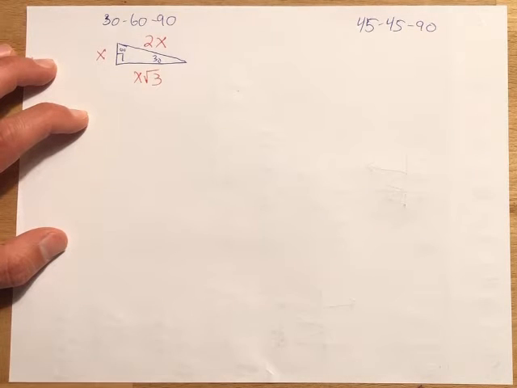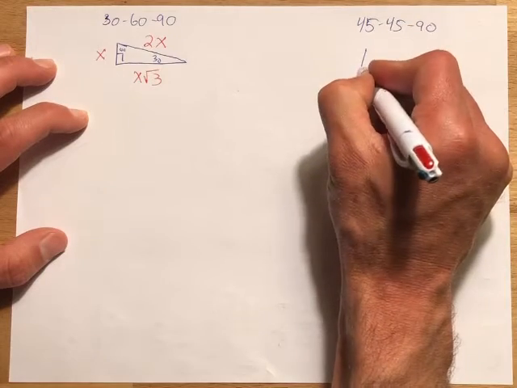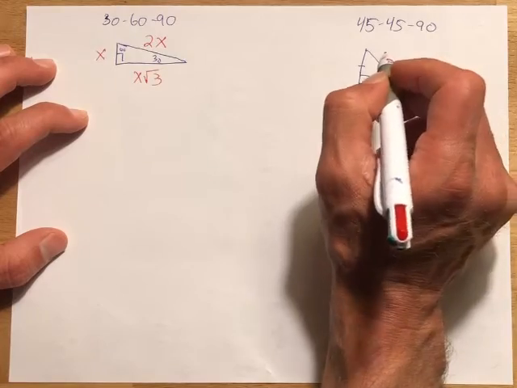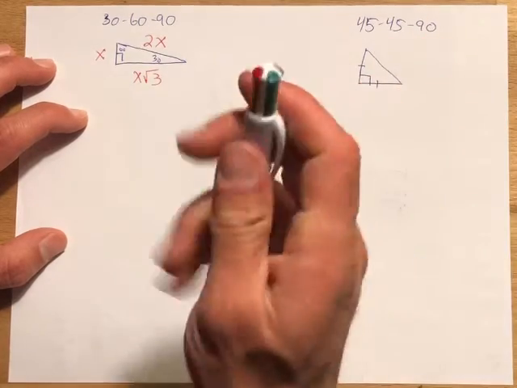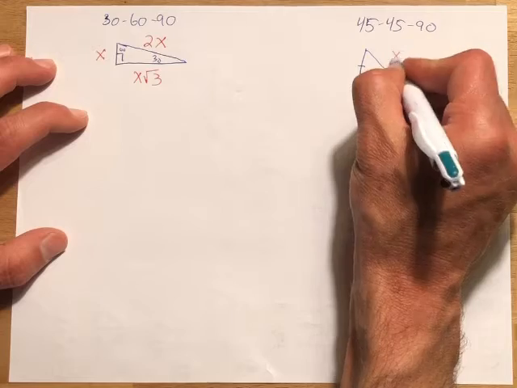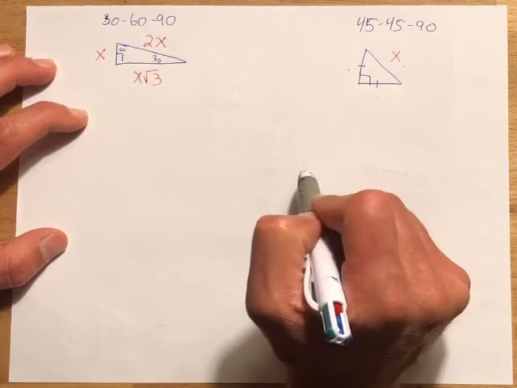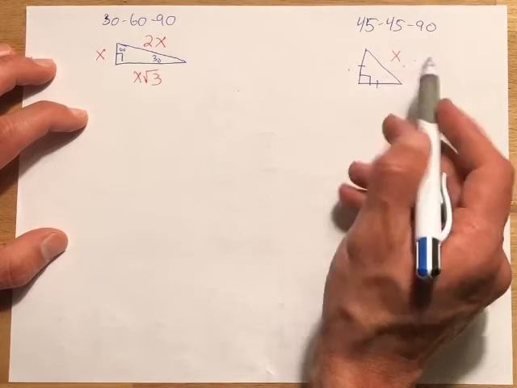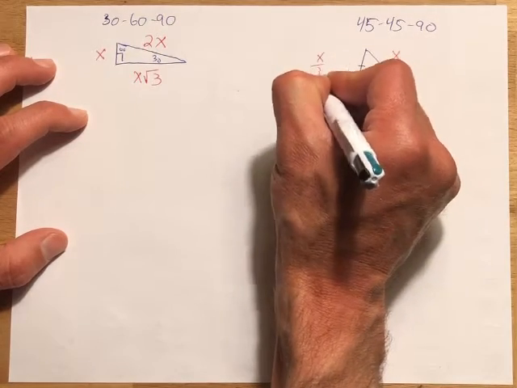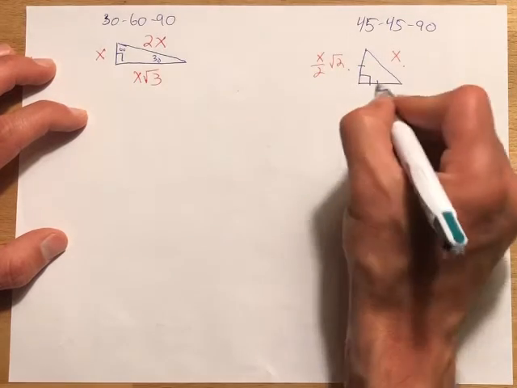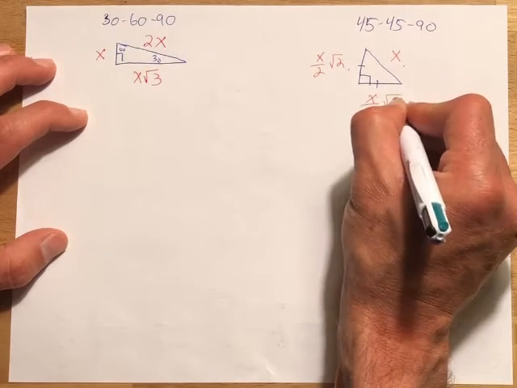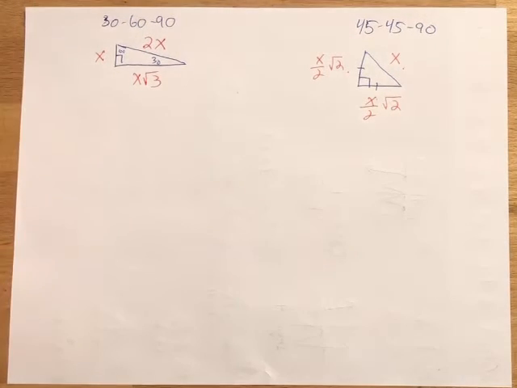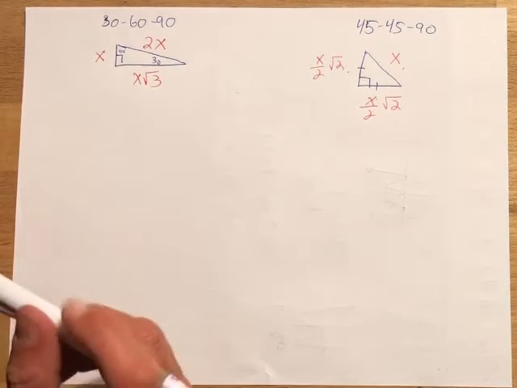Okay? Now, 45, 45, 90 degree triangle. These are set up two different ways, but the way that we're going to focus on right now is, let's say your hypotenuse is a number, because normally it's x root 2, but we're not going to do that. We're going to say if this is x, this is half of x times root 2. Half of x times root 2. Okay, but I'm going to break this down a little more.